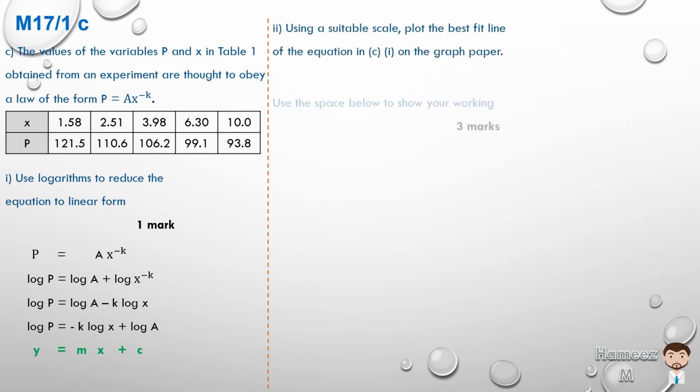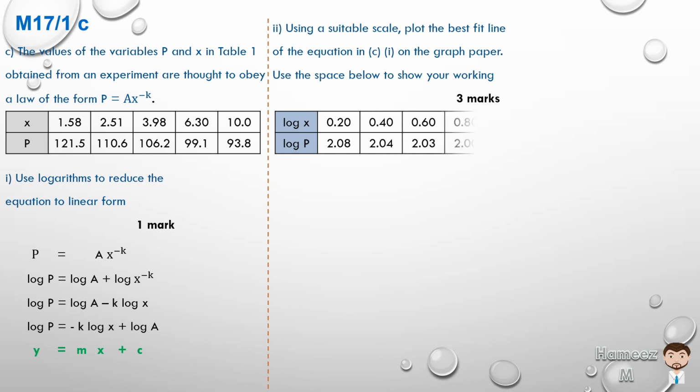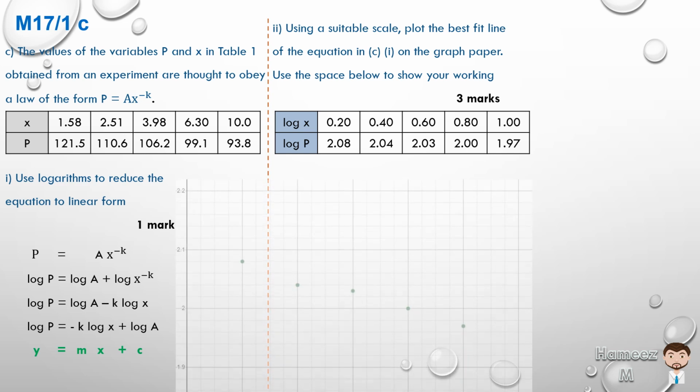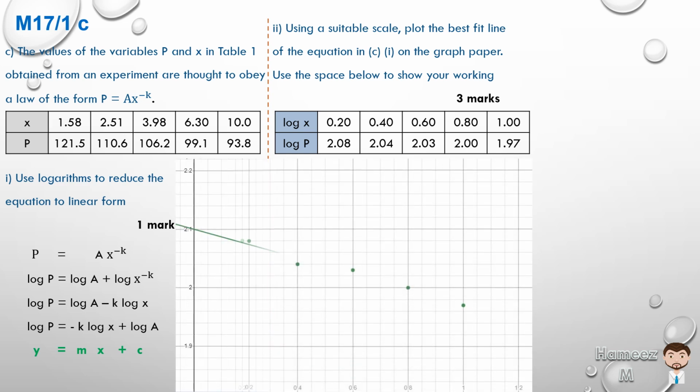Part 2. Using a suitable scale, plot the best fit line of the equation in C part 1 on the graph paper. Use the space below to show your working. So let's take the table and apply logs to it. So log x, we're going to give us those values 0.2, 0.4 straight up to 1. And log p will give these values from 2.08 to 1.97. And let's plot the points and draw a line of best fit.